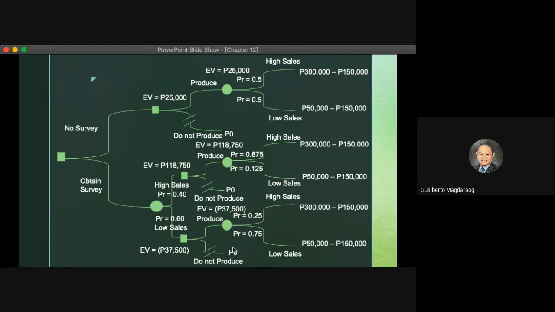Okay, so let us just accept muna yung presentation ng author. So, choosing between the two, he chooses to produce, even if it will result to a negative 37,500. So, if that is the expected value of producing it, we can now multiply it with its probability of 60%. So getting 40% of 118 and 60% of negative 37,500, we will arrive at expected value of 47,500.